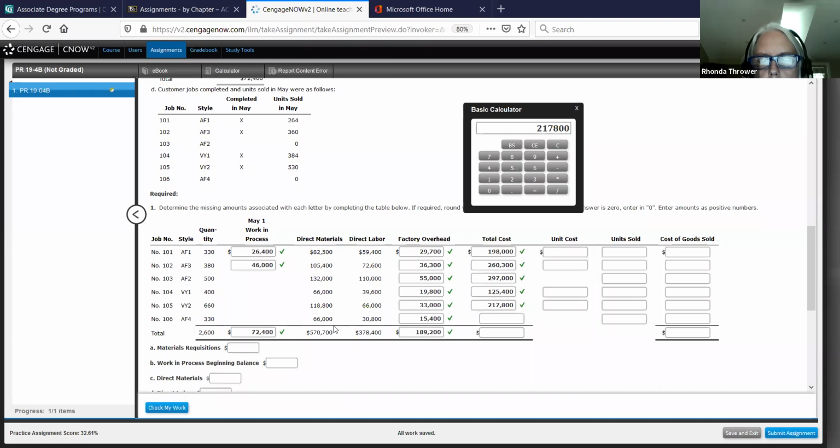And then we're going to add 66,000 and 30,800. And we're going to also add to that the 15,400. And that'll give us a total of 112,200.